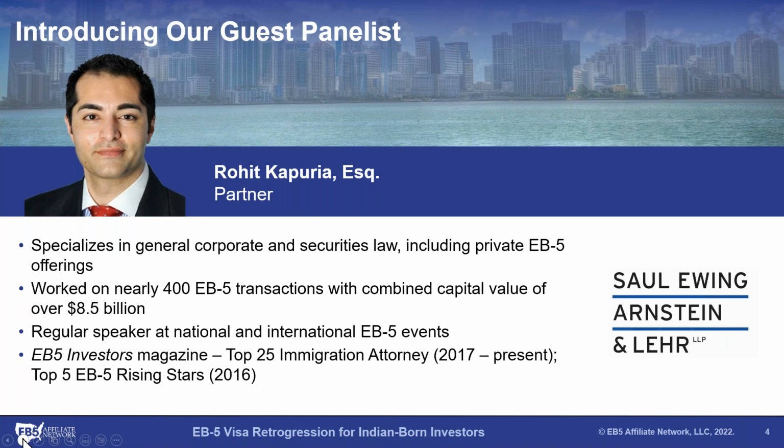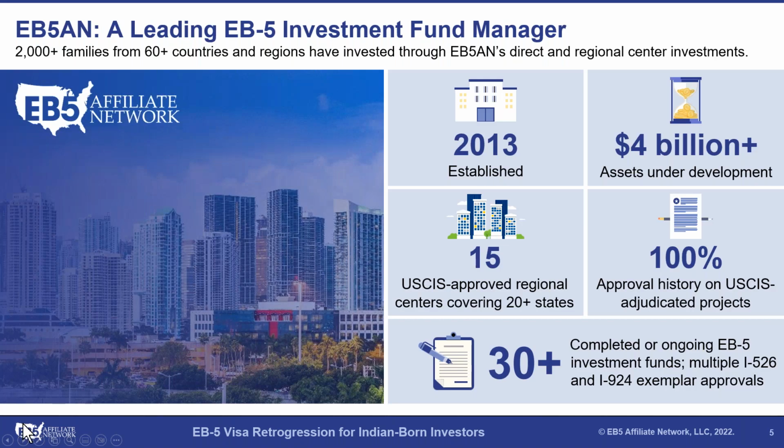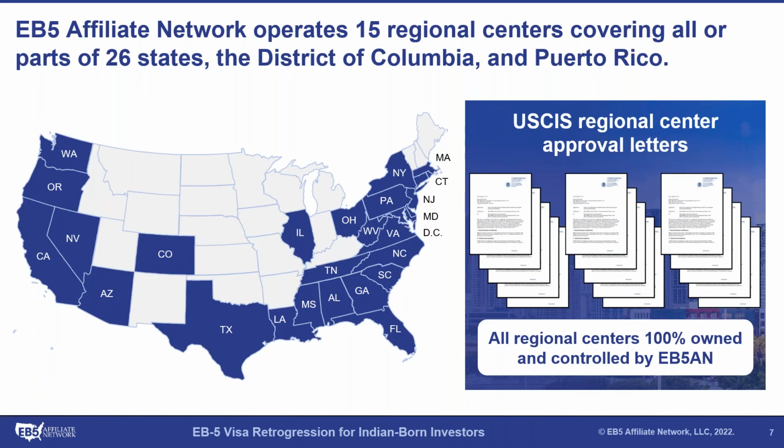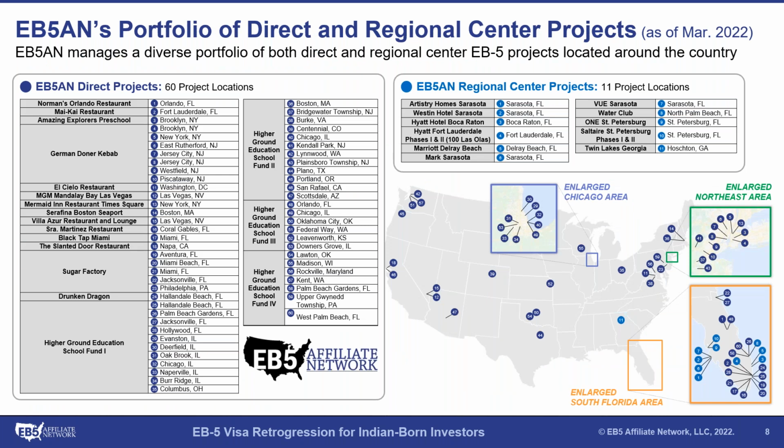Perfect. Thank you, Rohit. So a little bit more about EB-5AN. As I mentioned earlier, we're a leading national investment fund manager. Over 2,000 investors from more than 60 countries have chosen to work with our regional center sponsored projects over the years. This is a quick map showing where many of our investors have come from to date. And we have one of the largest platforms of regional centers active across the United States. This is a map showing many of our prior EB-5 projects, both direct and regional center projects around the country.